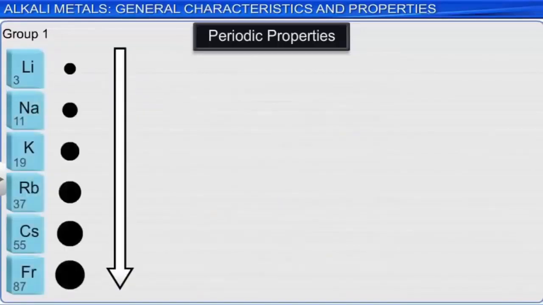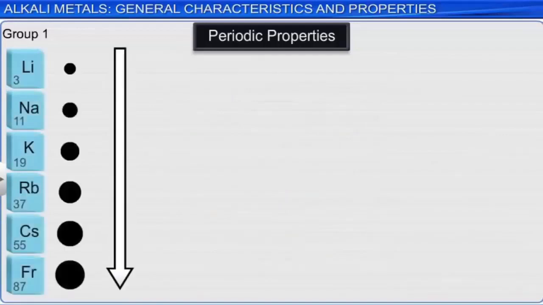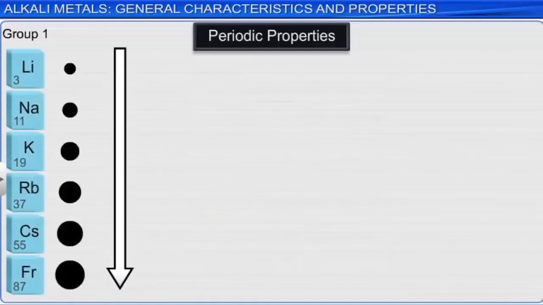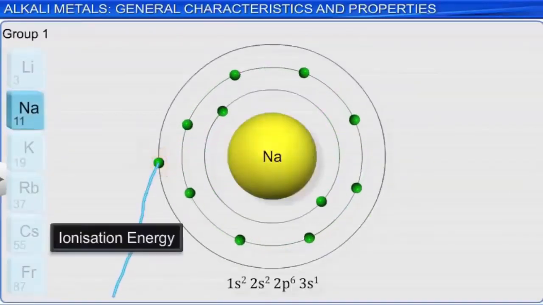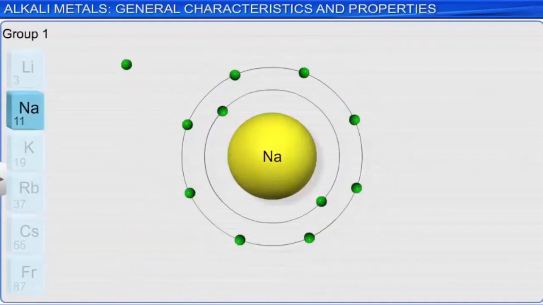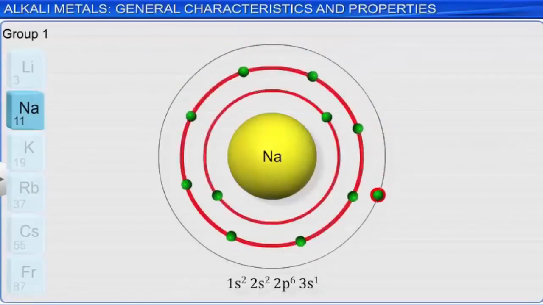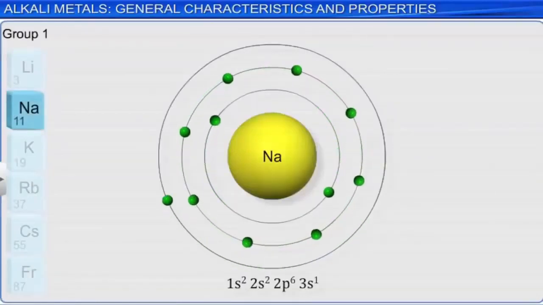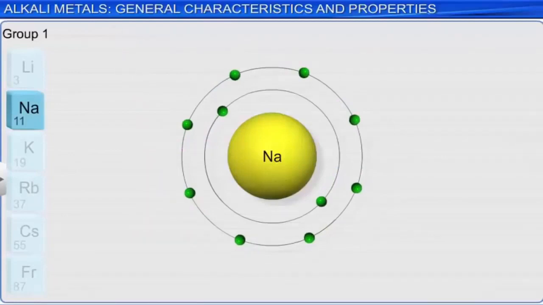Then let us see the ionic size and atomic radii. Along the group, from top to bottom, the size gradually increases. This is because of the addition of extra shells into the atom. You can see the increase in atomic radii from lithium to francium. As the number of electrons increases, the size of an atom increases.